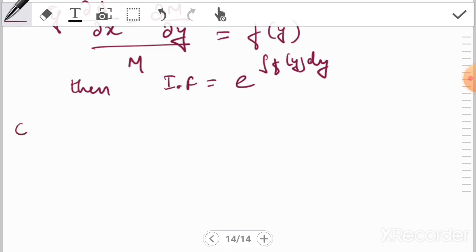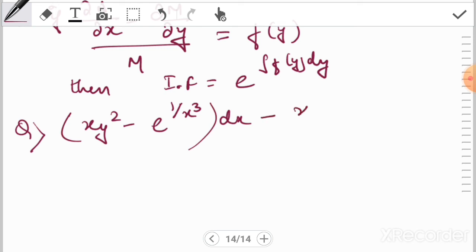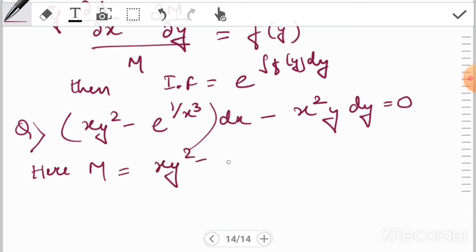Let us take one example. Solve (xy square minus e raised to the power 1 by x cube) dx minus x square y dy is equal to 0. Okay. So here M is xy square minus e raised to the power 1 by x cube, and N is minus x square y.